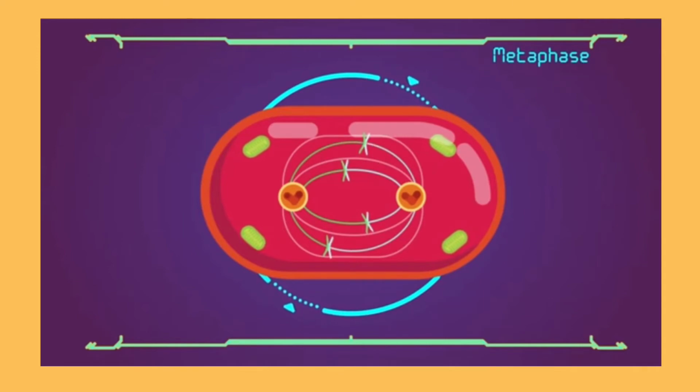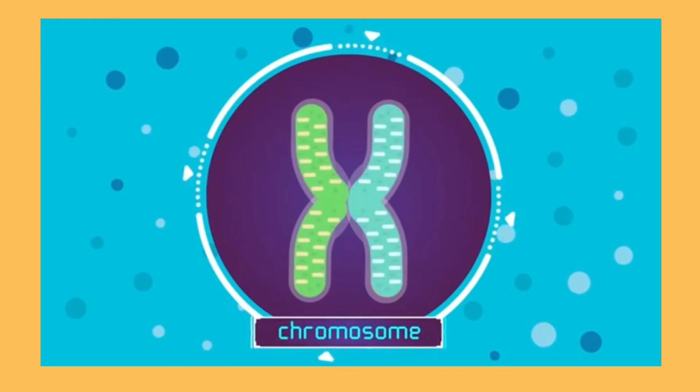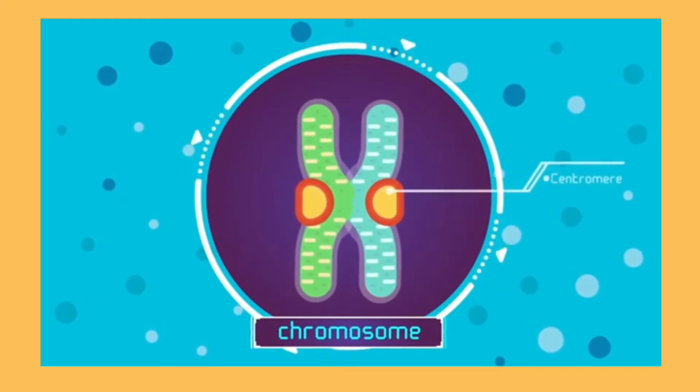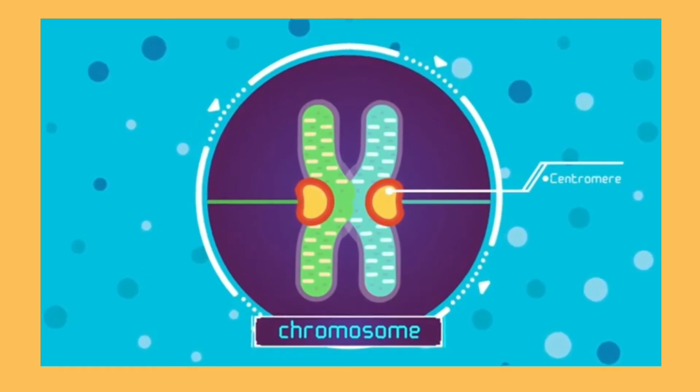Metaphase. Now all the pieces are aligning themselves for the big split. The DNA lines up along a central axis, and the DNA, chromatin, has now condensed into chromosomes. 2 strands of chromosome are connected at the center by the centromere. The tubules connect to the centromere, not the DNA.